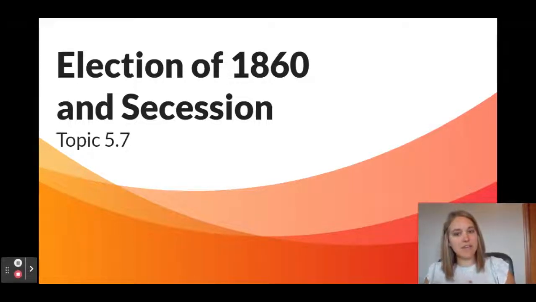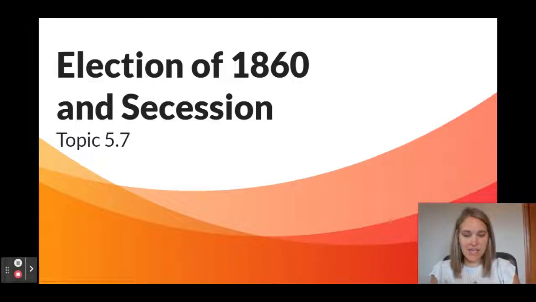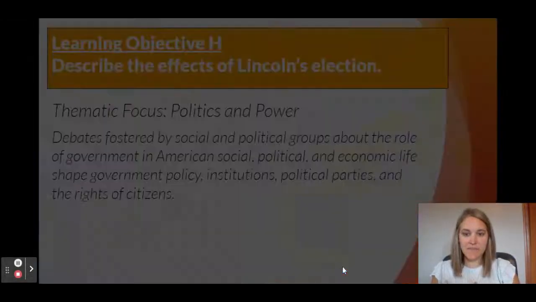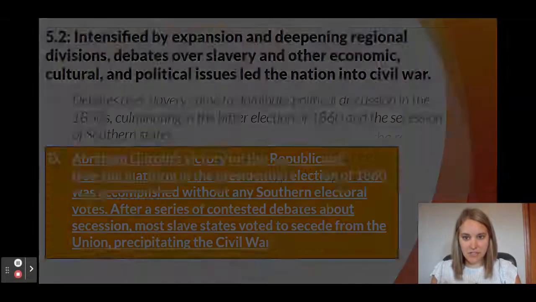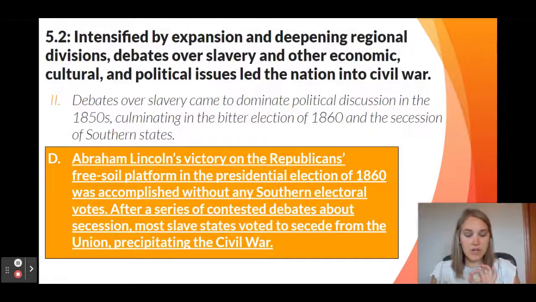We're taking a look at the election of 1860 and the secession of Southern states. Your main objective is pretty simple for this lesson: describe the effects of Lincoln's election. And the key concept is very clear.